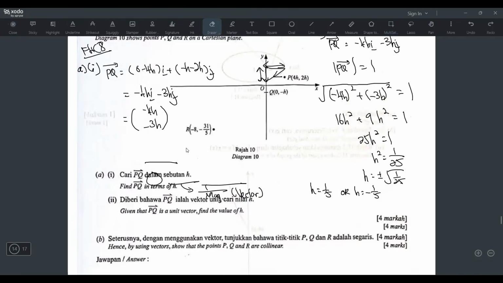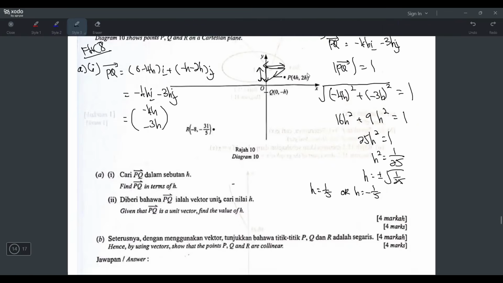Okay, let me just erase all this. Just look at your diagram. Is it possible for h to be negative? So h is negative 1 over 5. So it becomes 2 times negative 1 over 5, which is negative 2 over 5. So you are saying that the y coordinate here is negative. The x coordinate is also negative, because 4 times negative 1 over 5 is negative also. But it doesn't make sense. This should be positive, positive. That is why we reject the negative answer.